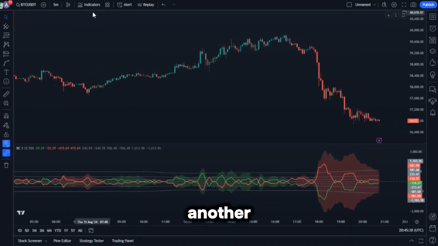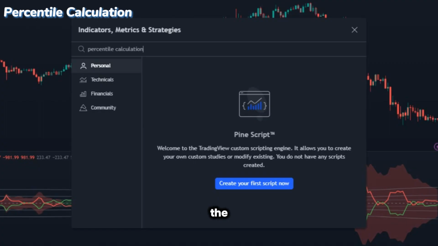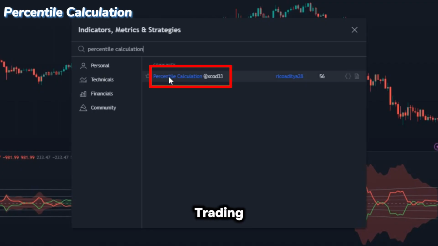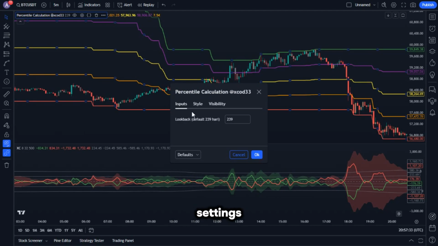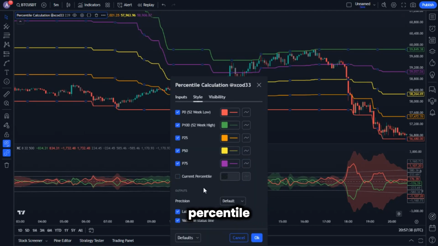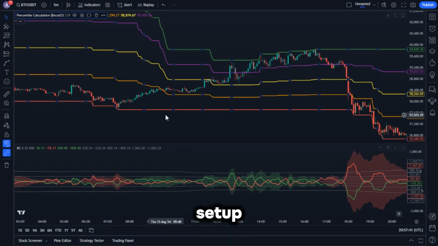Next, we need to apply another indicator. Search for the percentile calculation in the Tradingview search box and select it. After adding it, let's adjust the settings by unchecking the current percentile options. Now our setup is ready to go. We'll also take a look at real-life trading examples using the Expansion Contraction Indicator to demonstrate its effectiveness and reliability.